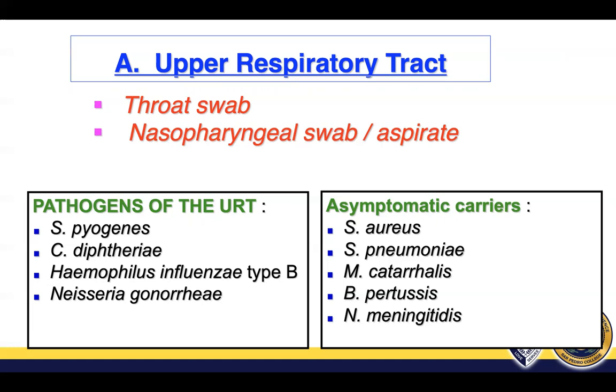There are also organisms that can be asymptomatically carried in the upper respiratory tract of some individuals. That would include Staphylococcus aureus, Streptococcus pneumoniae, Moraxella catarrhalis, Bordetella pertussis, and Neisseria meningitidis.